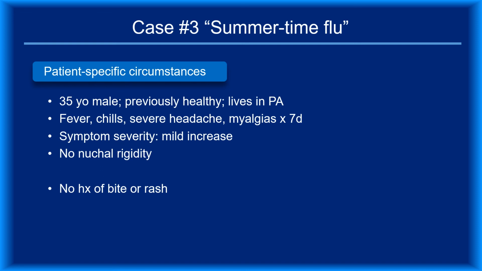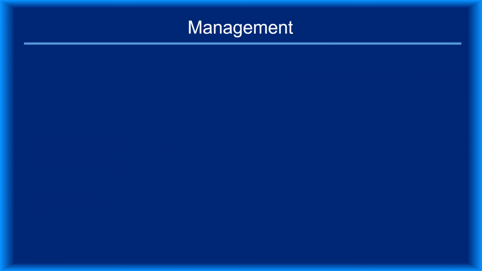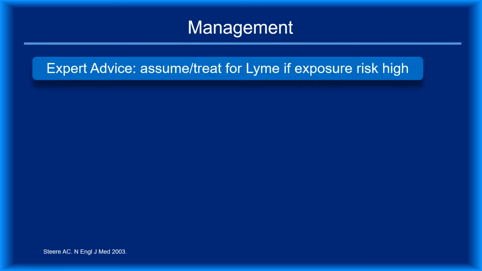On exam, he appears ill but not septic. He has no rash and no nuchal rigidity. The differential diagnosis is fairly wide, including several viruses, bacteria, and a protozoa. The relatively stable course makes some entities less likely, and his residence in a high-risk state makes Lyme disease more likely. How might you manage this patient?